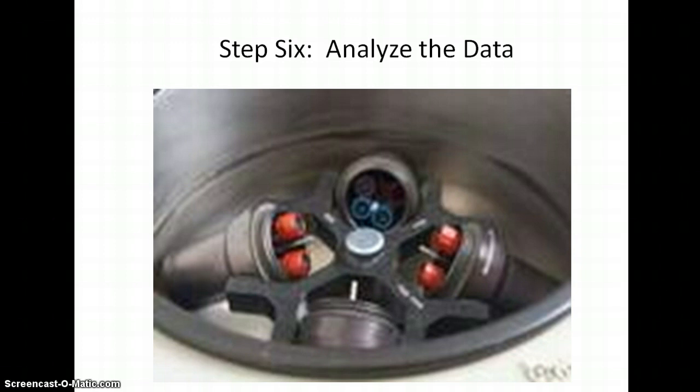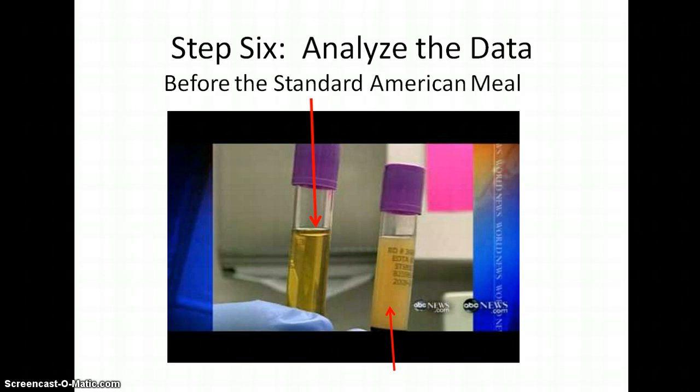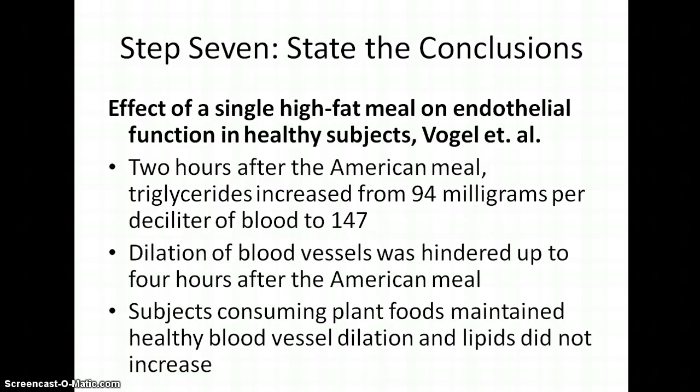Now we're analyzing the data, right? We've collected our data. Now we're analyzing the data. Spin that blood up in the centrifuge. It will separate the red blood cells from the plasma. Oh my God, look at the plasma. Before the standard American meal, it's clear. After the standard American meal, you can see the fat in the plasma. Of course, we will want to actually measure the milligrams per deciliter of triglycerides and cholesterol, but you can actually physically see it before you analyze it further.